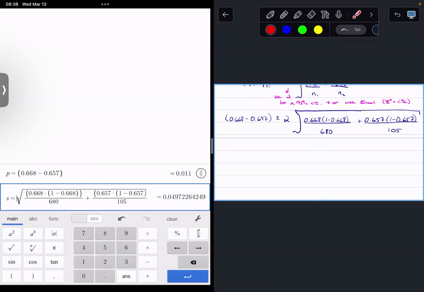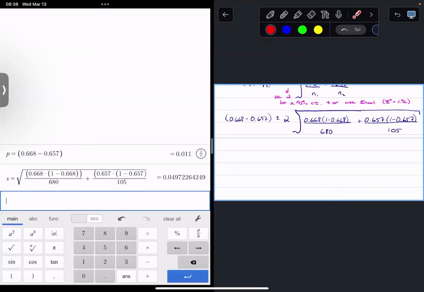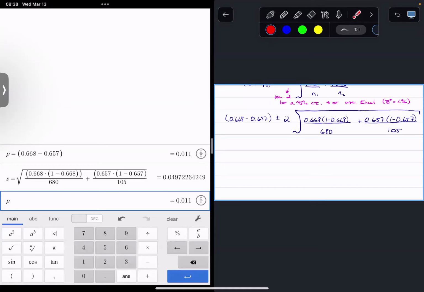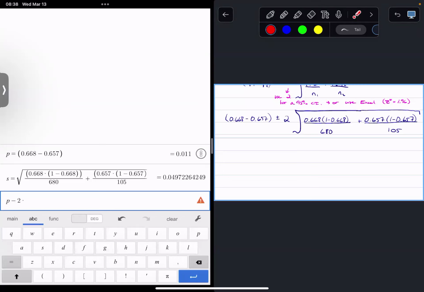Hopefully I didn't make a typo again. Looks okay. Doesn't mean I didn't. It just looks okay. So now I can refer to, so this is the Desmos scientific calculator, which I really like because you've got the line display, you can store things, which you can on many calculators, but it's just nice. So for my lower bound, I'm gonna have P minus 2 times S.